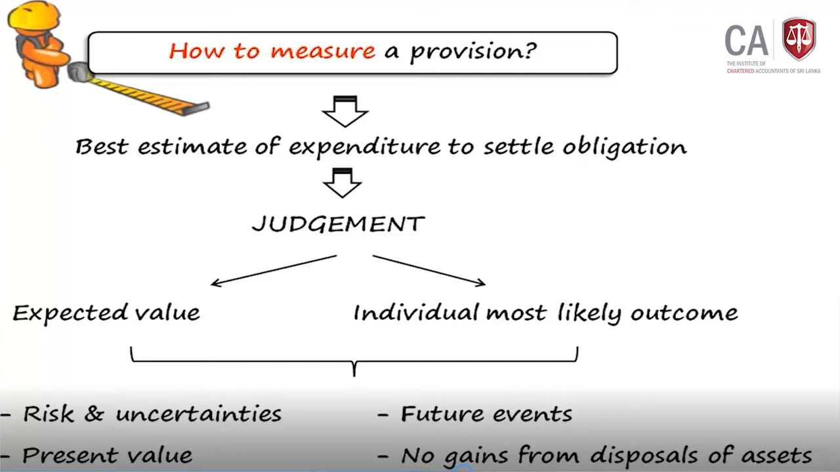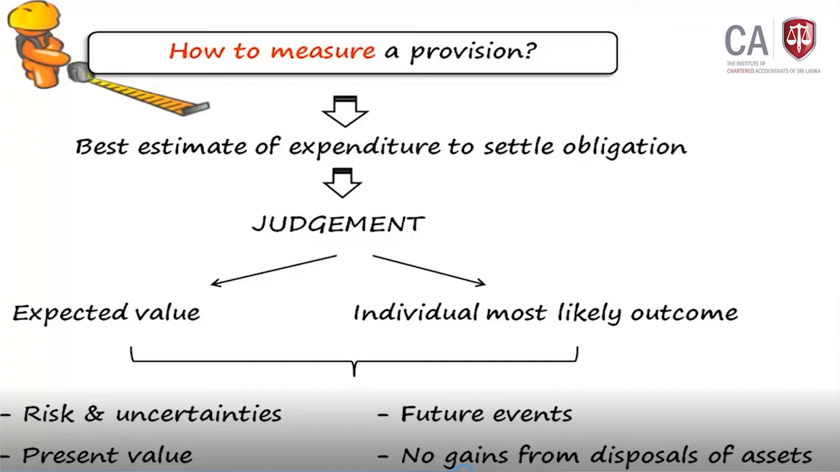Therefore, today you have to recognize what? Present value of that obligation. And future events also you have to consider, and no gain or loss from disposal of assets, which means gain from disposal of assets will not be considered. Risk and uncertainties you can understand, right? Risk and uncertainties means in future when you settle this, it's subject to uncertainties, right? And anyway it's a future event. You do provision for future events, right? And since it's future events, you have to calculate today the present value of those future events when you measure the provisions.